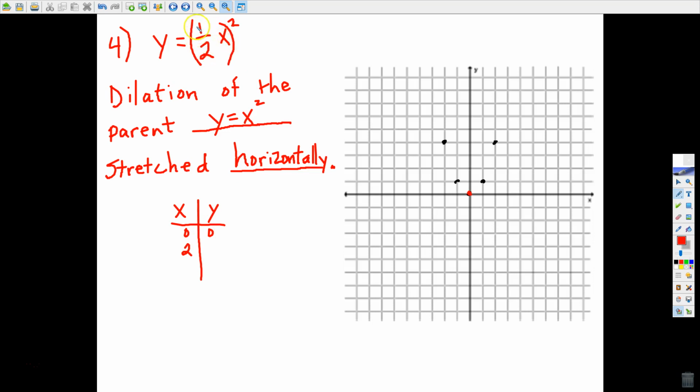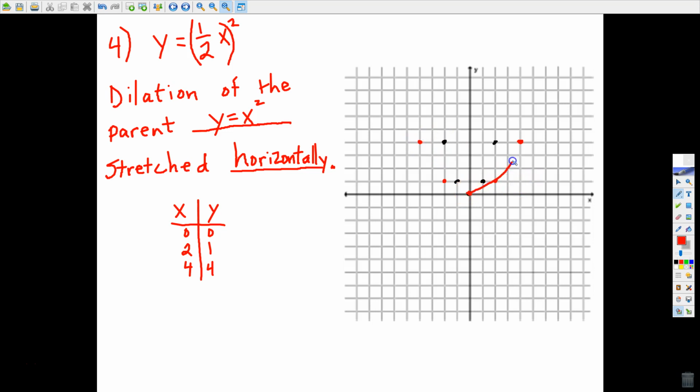So we're going to do parentheses first. 1/2 times 2 is 1. 1 squared is still 1. So I got the point 2, 1. And then that means negative 2, 1 will be on our graph. Let's use 4 as an input. 1/2 times 4 is 2. 2 squared is 4. So we'll plot the point 4, 4. And we'll do the same thing on the other side.